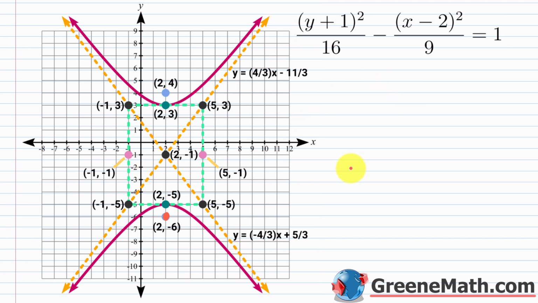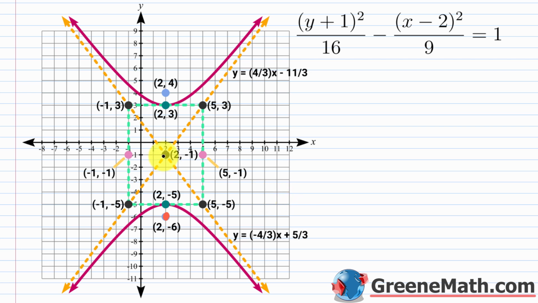And now let's talk about the endpoints of the fundamental rectangle and also the asymptotes. In terms of the fundamental rectangle, all you're really doing is you're saying, well, to get from the center to each covertex, I have a horizontal movement of 3 units. And to get from the center to each vertex, I have a vertical movement of 4 units. So you're just combining all the possibilities.